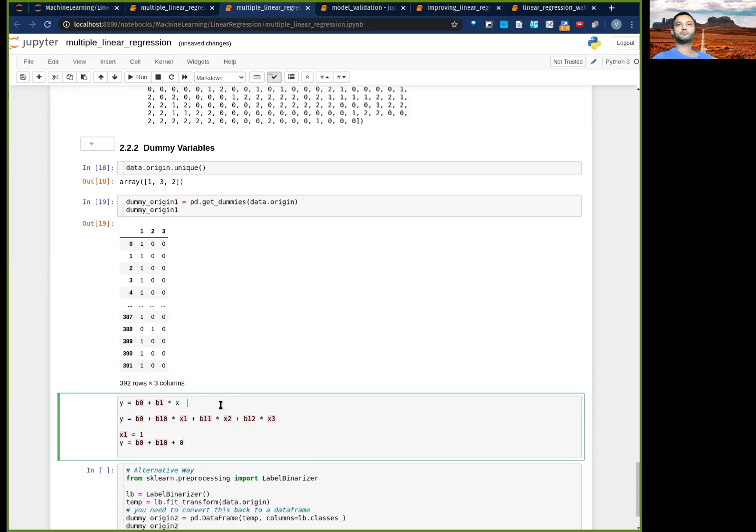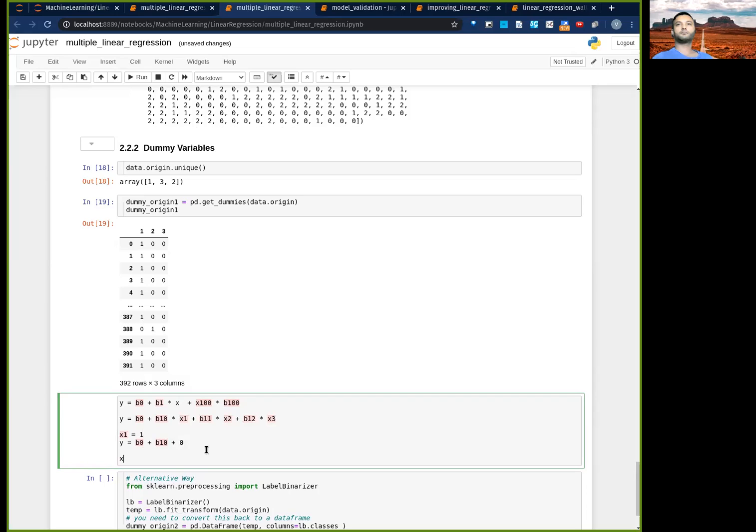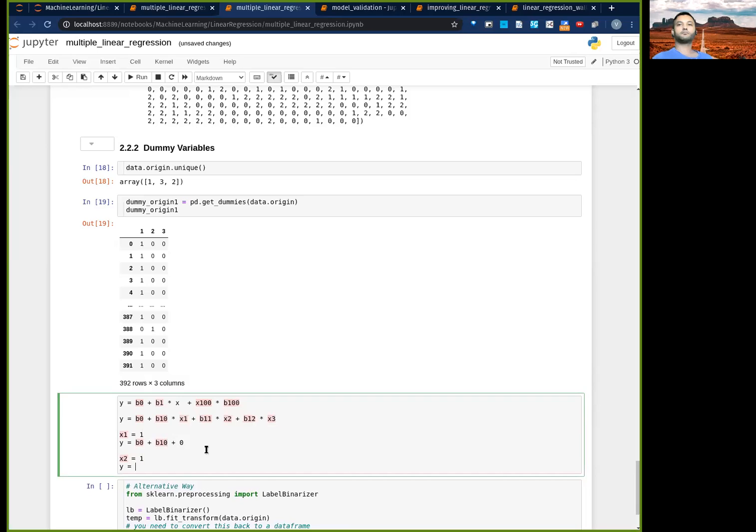So I should add a little extra on the side here, that maybe there's some other features like x100 times beta 100. So what this basically becomes is just a new constant plus the other features, okay? And if I do this for x2 equals 1, that's just going to be y equals beta 0 plus beta 1,1, plus the rest of these are all zeros. So this will be 0, and this will be 0.